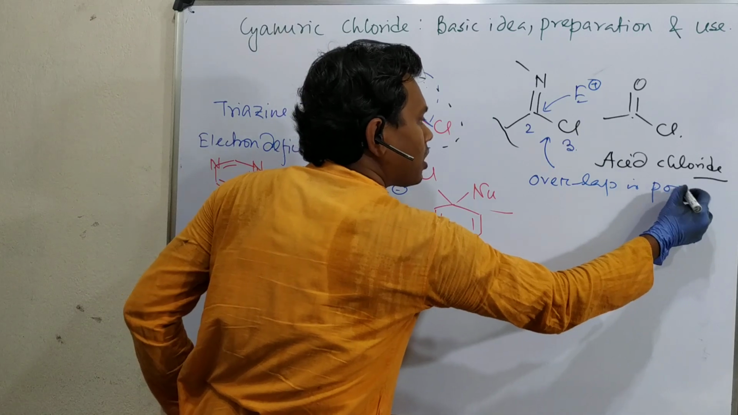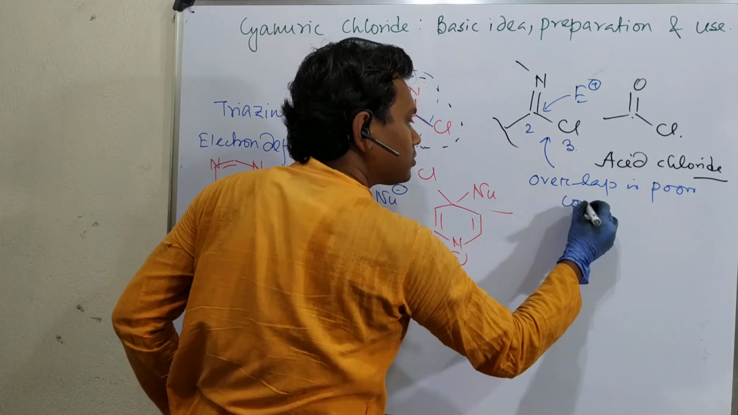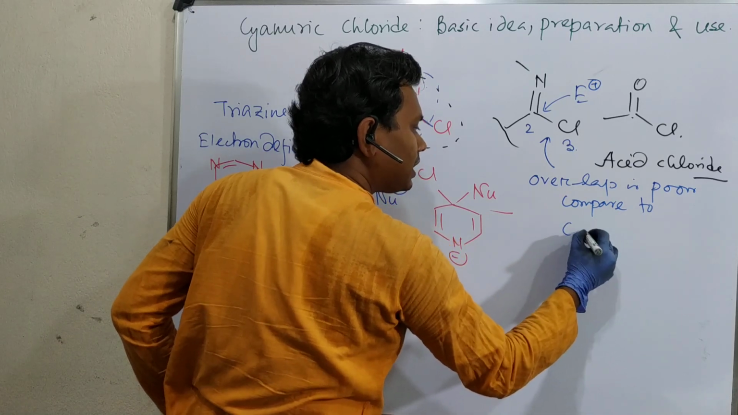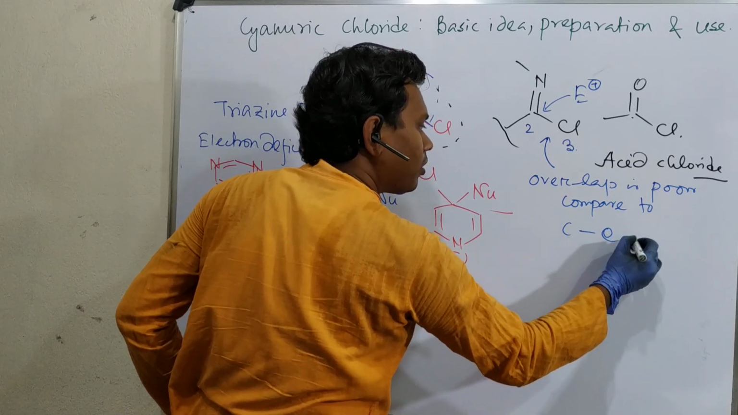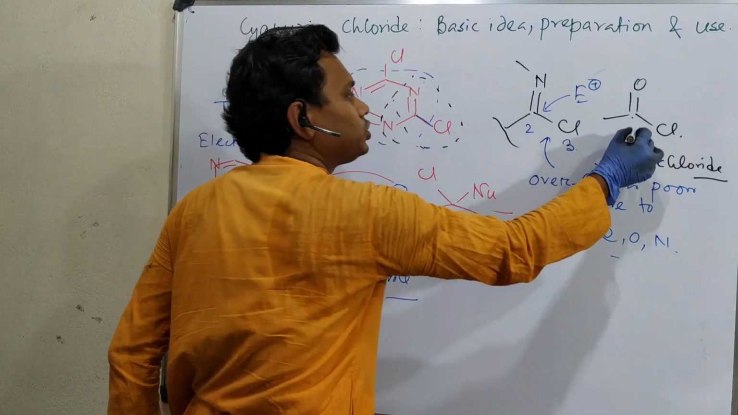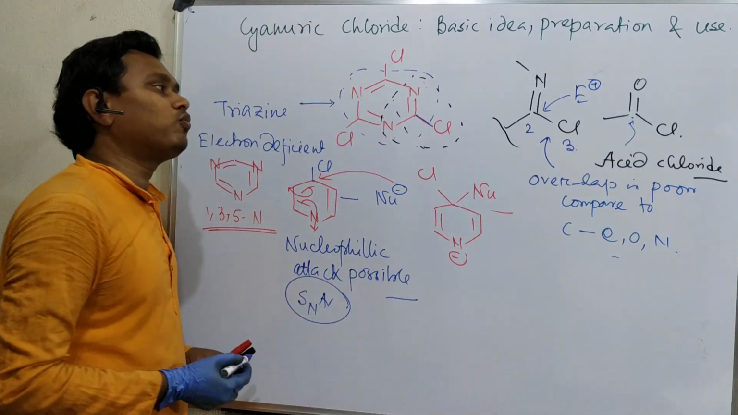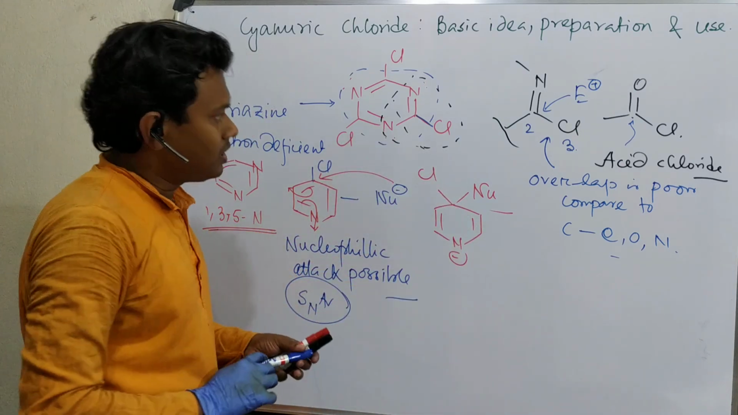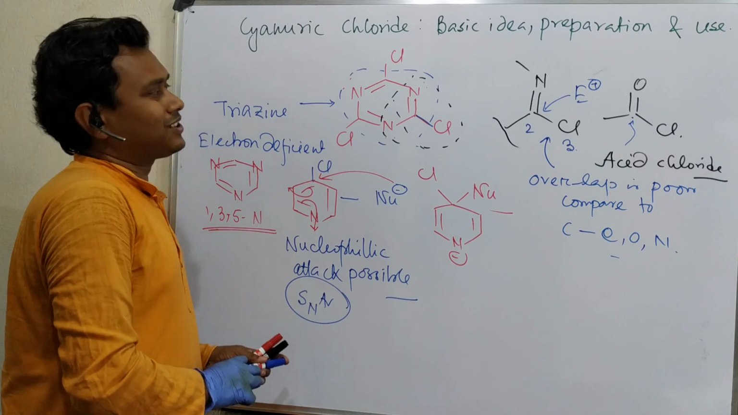The overlap is poor compared to carbon with oxygen, nitrogen, etc. You need to keep this in mind because you have already read why acid chloride is so reactive. The same logic is applicable here. Okay, so this much you have understood: it is electron deficient.